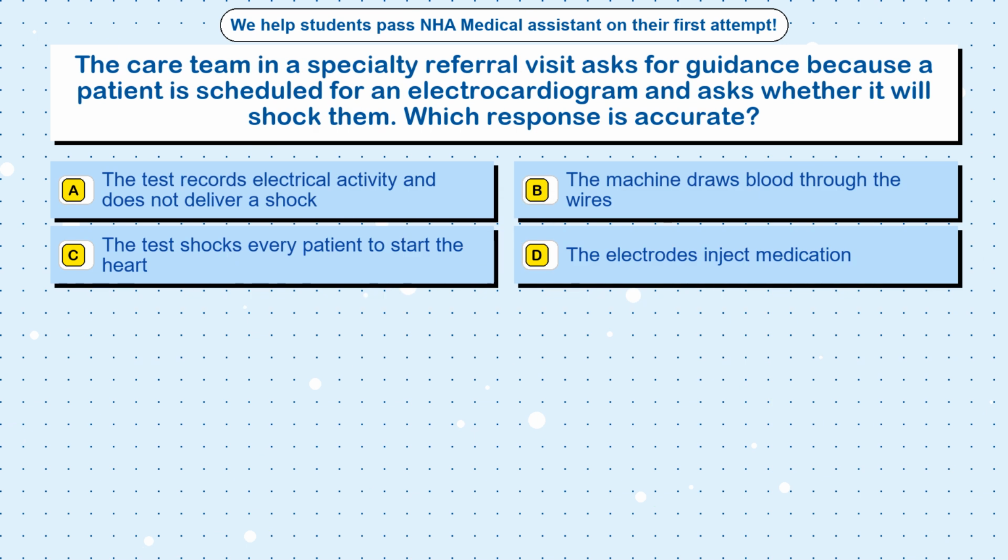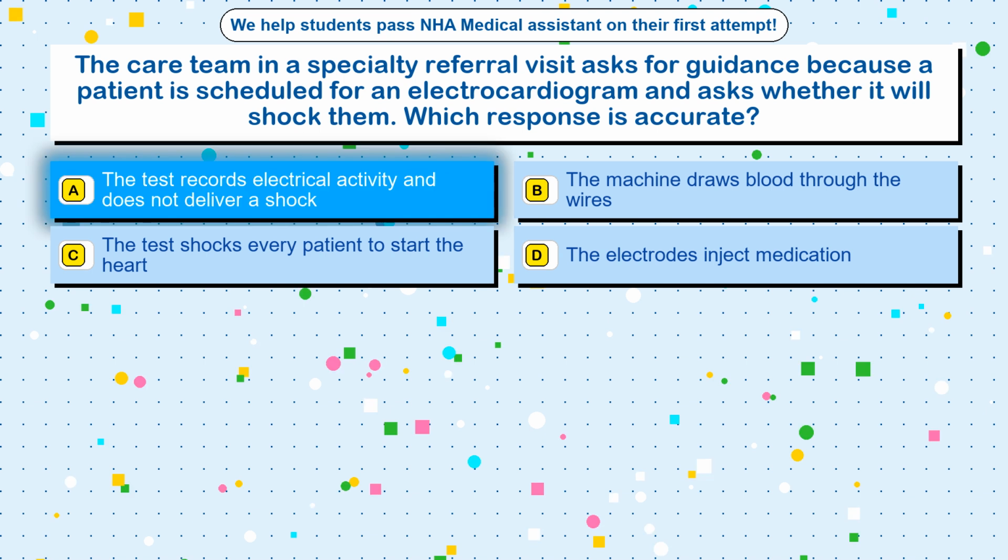Question 38. The care team in a specialty referral visit asks for guidance because a patient is scheduled for an electrocardiogram and asks whether it will shock them. Which response is accurate? Option A. The test records electrical activity and does not deliver a shock. Option B. The machine draws blood through the wires. Option C. The test shocks every patient to start the heart. Option D. The electrodes inject medication. The correct answer is option A.